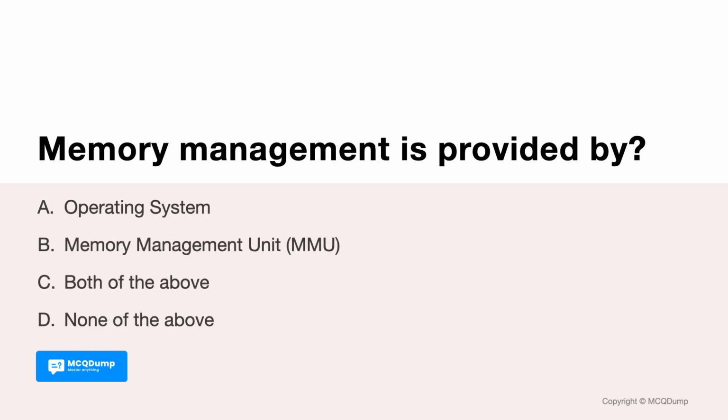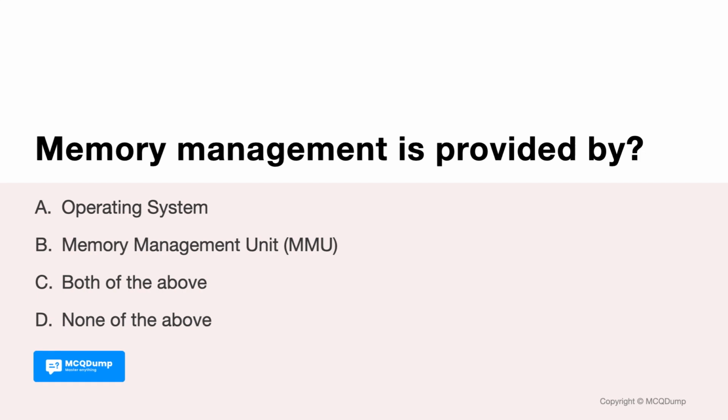Memory management is provided by? Options are A. Operating system, B. Memory management unit, MMU, C. Both of the above, and D. None of the above.